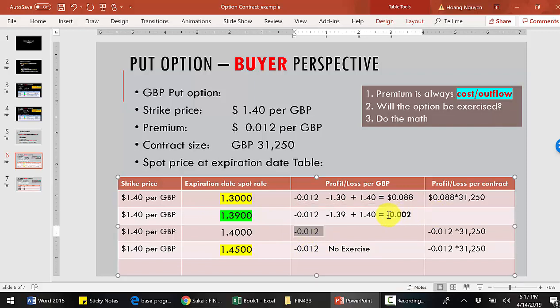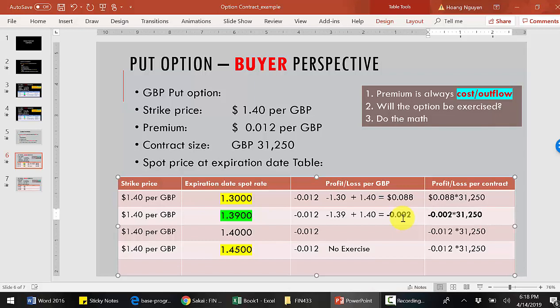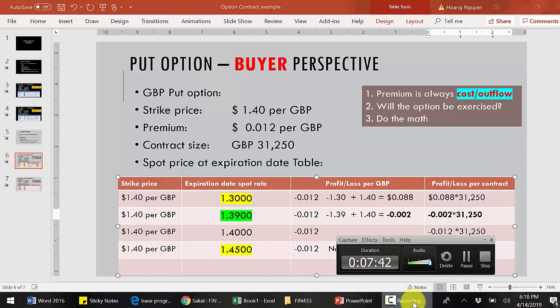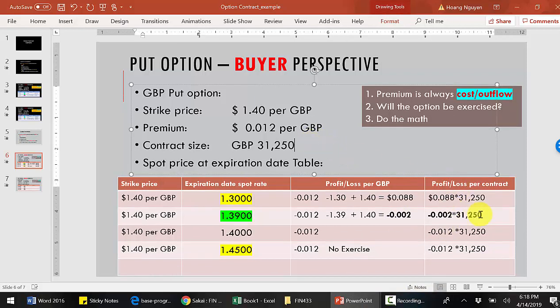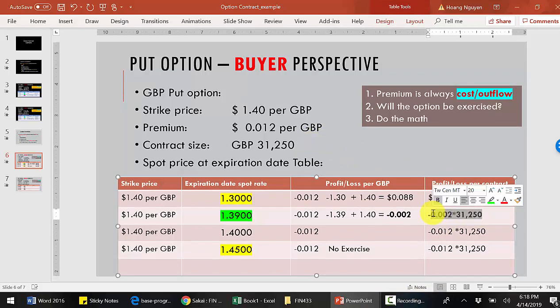So if you multiply this with 31,250, here we go. You have the total profit for the whole contract. If you buy 2 or 3 contracts, of course, you will multiply this number by the number of contracts you buy, right?